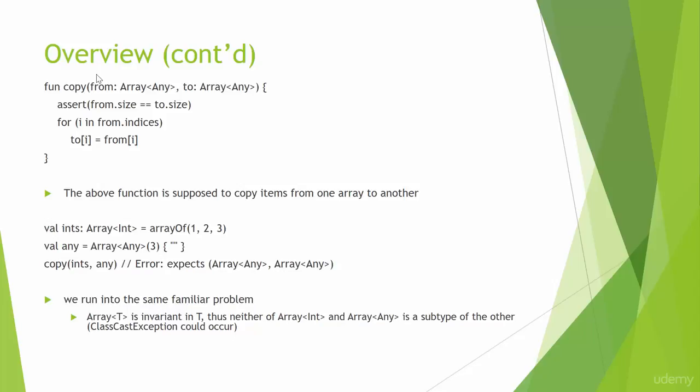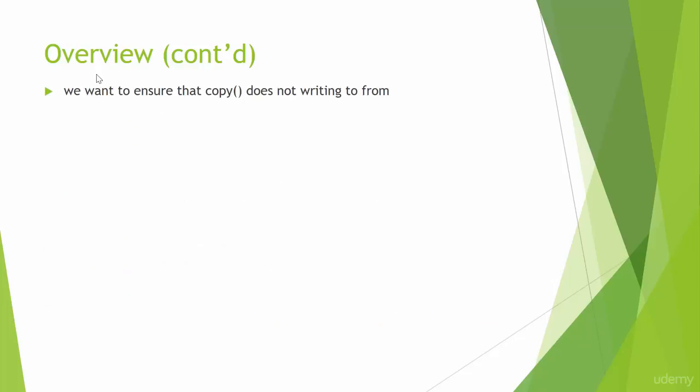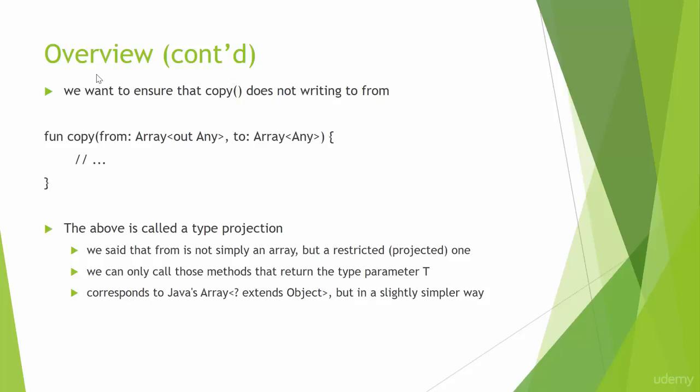We would have a class cast exception occur in this case, because by default in Kotlin, remember, it would be invariant because we didn't provide out or in. And so if we tried to copy ints to any, it wouldn't work because it expects any types. And this is a familiar problem. So if we want to ensure that copy does not write to the from, we can do something like this.